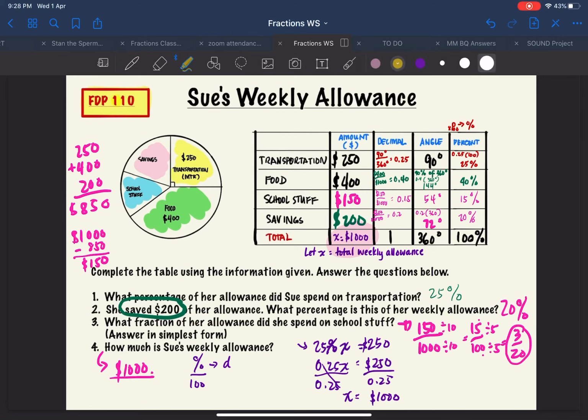Let me just highlight all the answers. So Sue spent 25% on transportation. She saved 20% of her allowance. 3 out of 20 of her money went to school stuff, and her weekly allowance is $1,000.